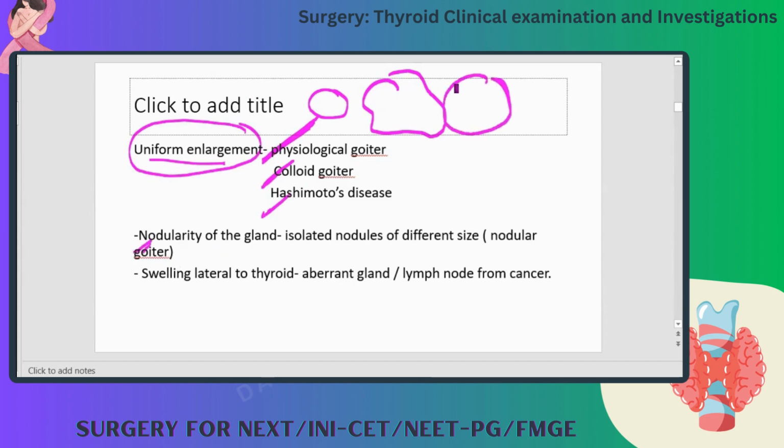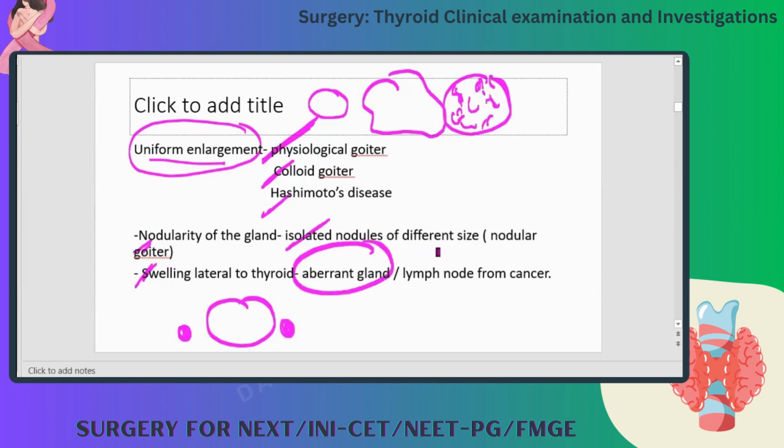Nodularity. Sometimes the gland has multiple nodules, because varying levels of TSH stimulate it. Some parts will be stimulated by TSH much more, and some parts much less, so in these parts there will be nodules. Isolated nodules are there. This is nodular goiter. And swelling lateral to the thyroid: suppose this is the thyroid, and if you feel something here or laterally, it may be an aberrant gland or a lymph node from cancer.